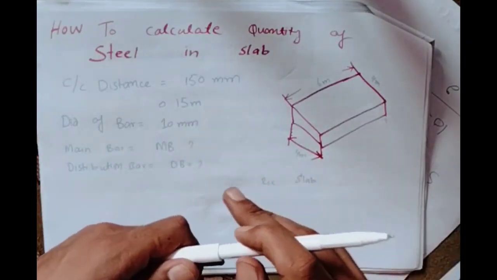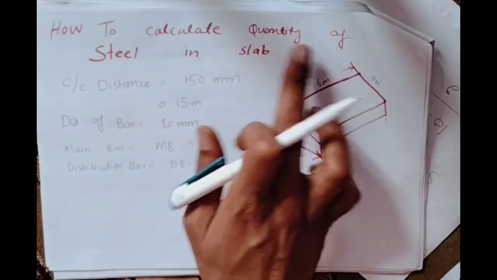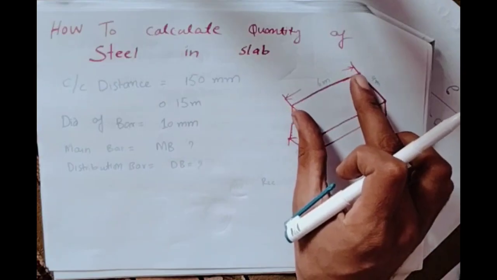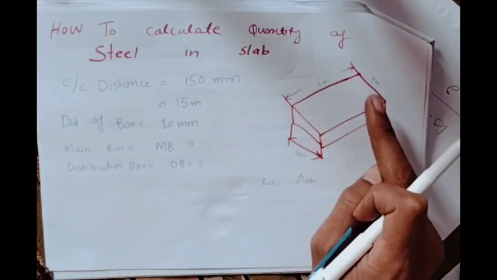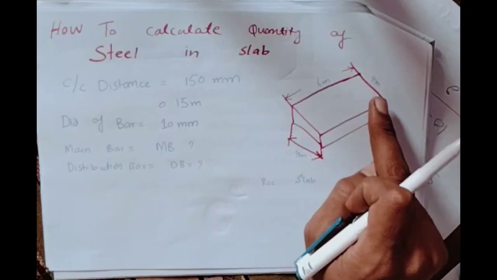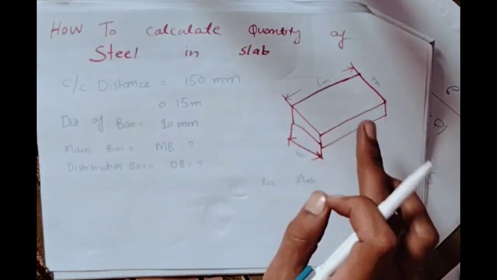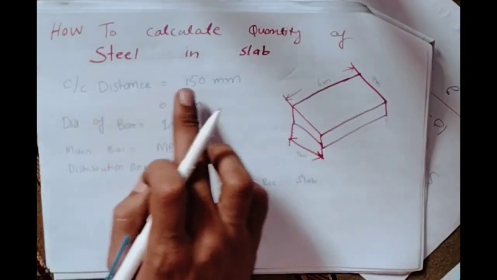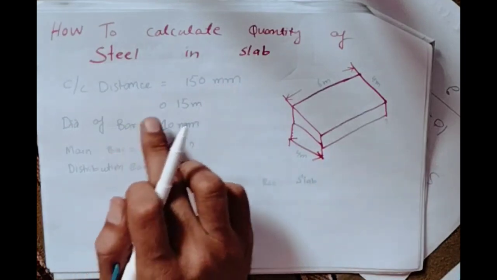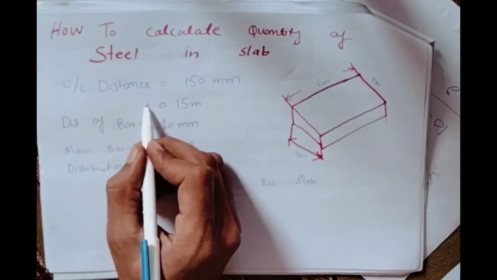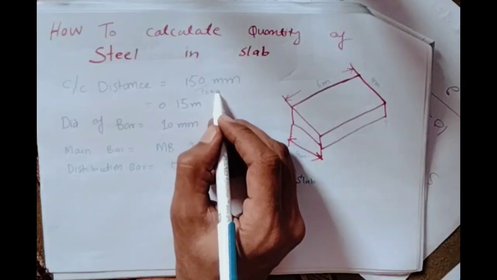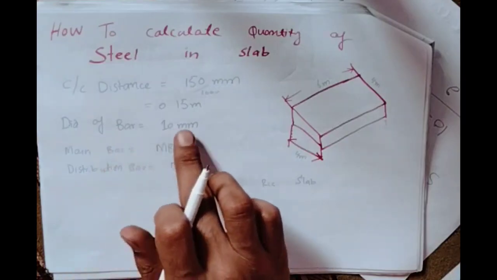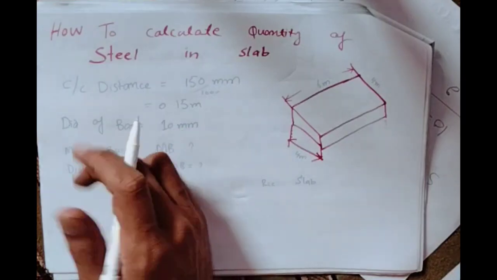In this video tutorial, I will guide you how to calculate the quantity of steel in a slab. Here you can see I have drawn the diagram of an RCC slab whose length is 6 meter, width is 4 meter, and the thickness of the slab is 6 inches. Here our center distance is equal to 150 mm. When you divide it by 1000, you will get 0.15 meter.